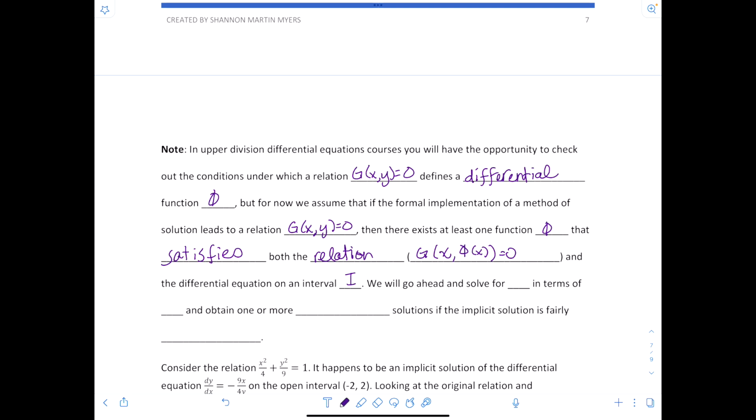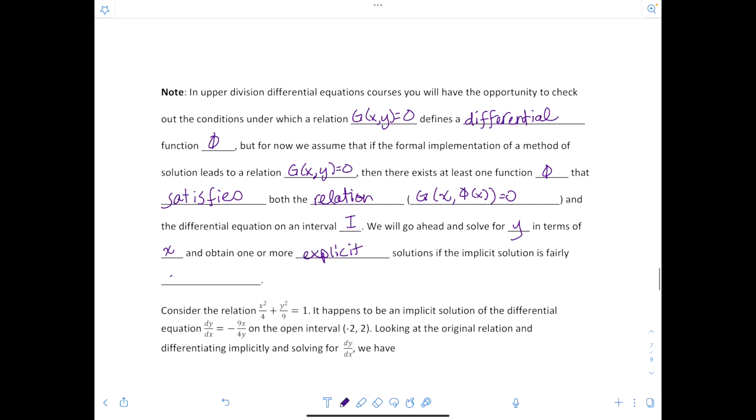We will go ahead and solve for y in terms of x and obtain one or more explicit solutions if the implicit solution is fairly simple.